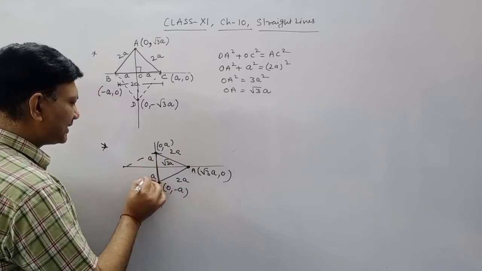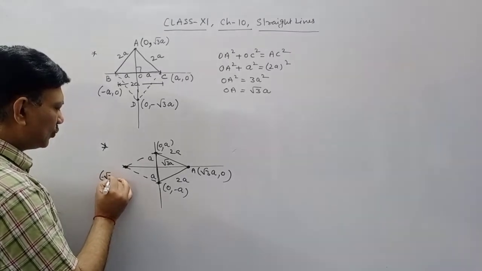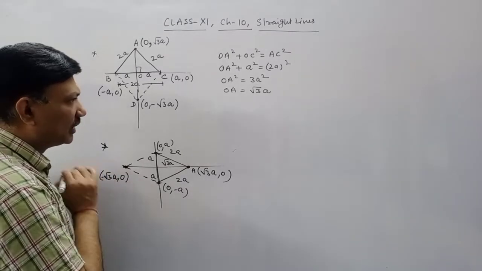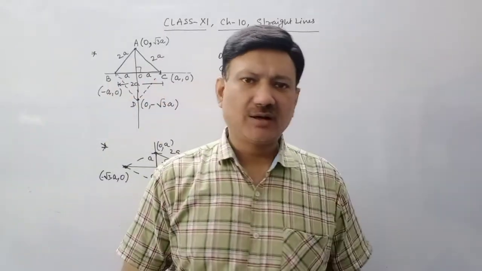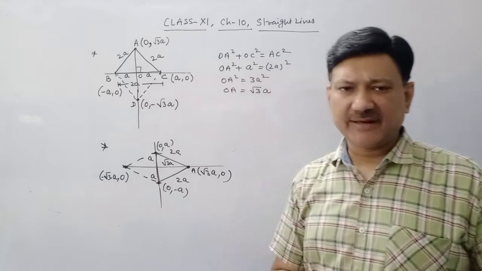Similarly, we can consider another triangle. So the coordinates are minus root 3a, 0. In this way you can find all the vertices of the triangle. So these two questions are very important questions.